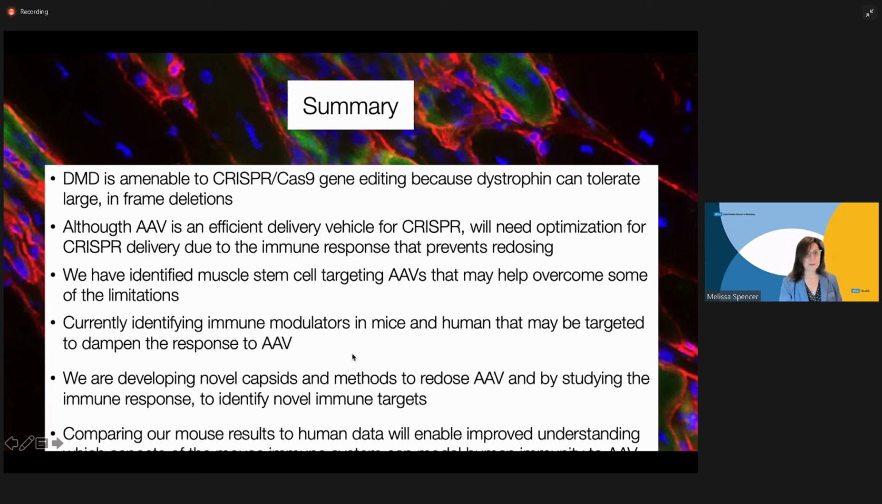And we're looking for immune modulators in mice and then comparing to human that may be targeted to dampen the response to AAV. We think that comparing our results between mouse and human will tell us what we can use or what markers in the mouse are useful models of the human immunity, because we know they're not going to be the same.